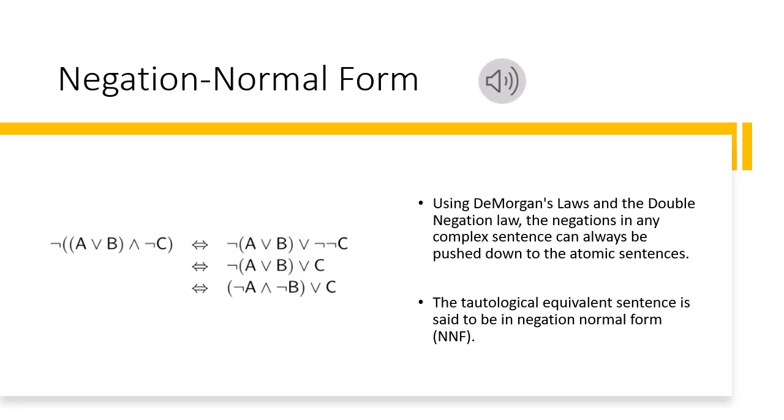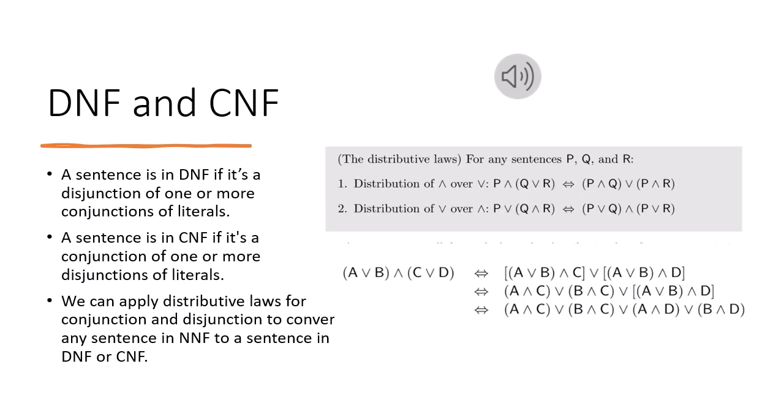So again, you use De Morgan's law and the double negation laws to push those negation symbols all the way down to the atomic sentences. Once we have a sentence in negation normal form, or NNF, we can proceed to put it in either disjunctive normal form or conjunctive normal form. A sentence is said to be in DNF, or disjunctive normal form, if it's a disjunction of one or more conjunctions of literals.